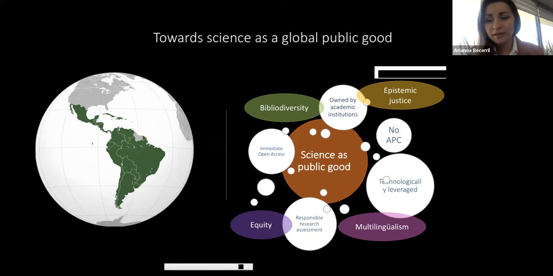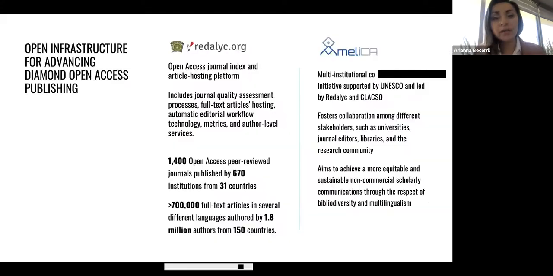We rely on different technologies, semantic technologies, artificial intelligence technologies, and different systems that we have been creating and developing collectively to support the sustainability of non-commercial scholarly communications, but also for capacity building for all these open infrastructures. So we have been working on shaping this model around multilingualism to really achieve a more equitable ecosystem.